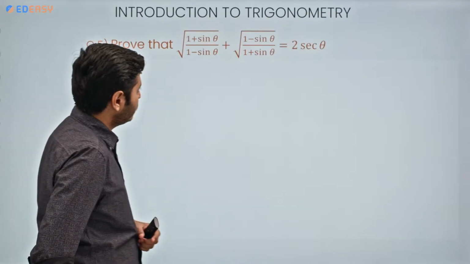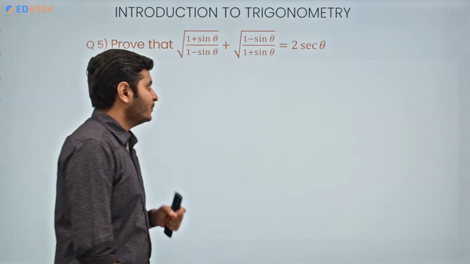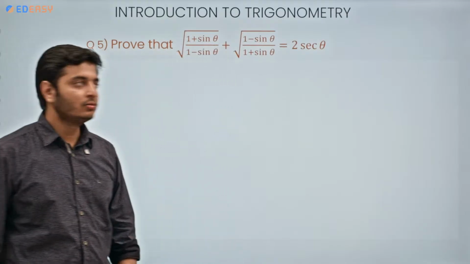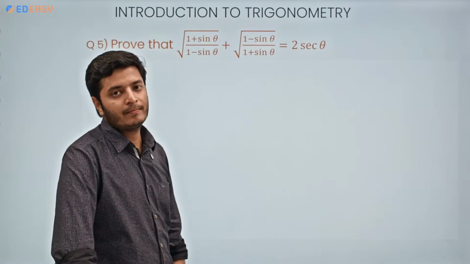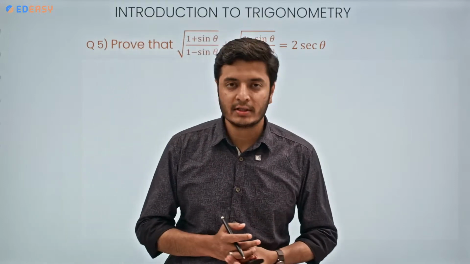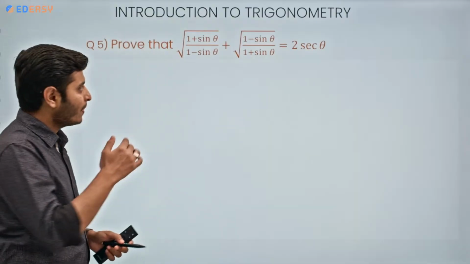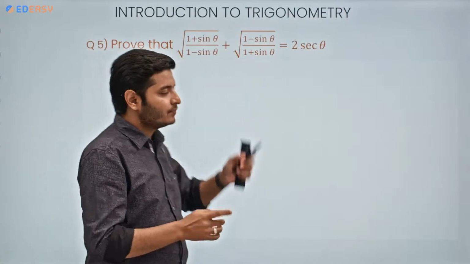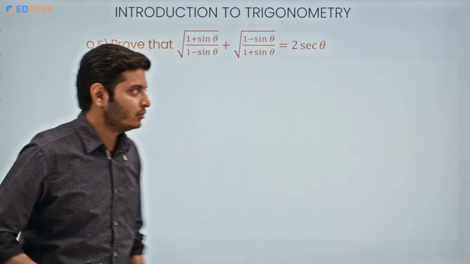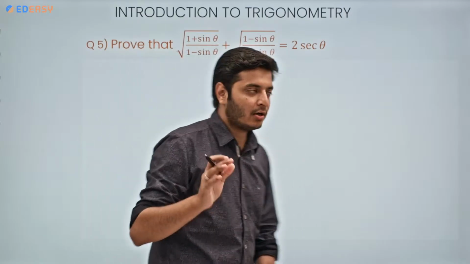Now this one: prove that under root of 1 plus sine theta by 1 minus sine theta plus under root of 1 minus sine theta by 1 plus sine theta is equal to 2 secant theta. This problem did appear in the exams before, in the board exams, but this is very easy. This is easier than the previous one. How? First thing, as you can see, this is having under root value, so this might confuse you, correct? No, please don't feel pressured now.